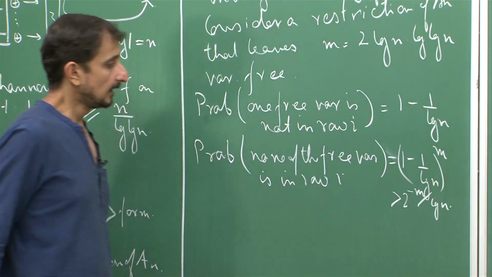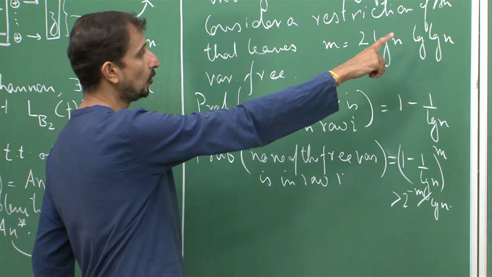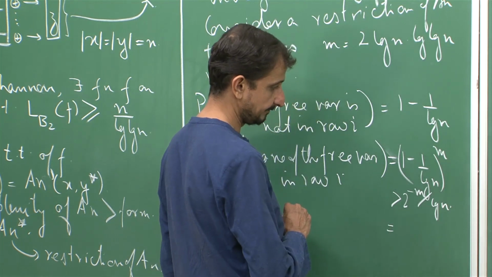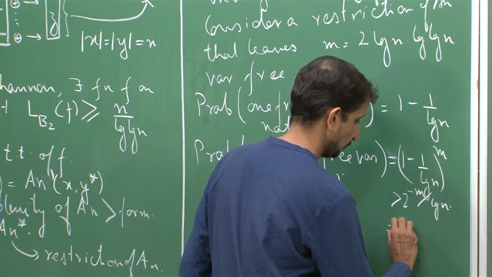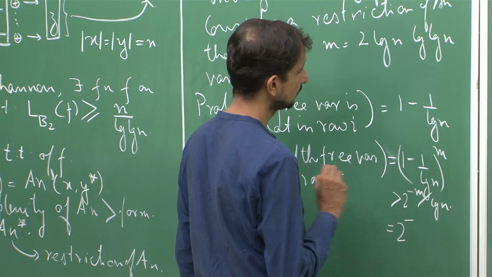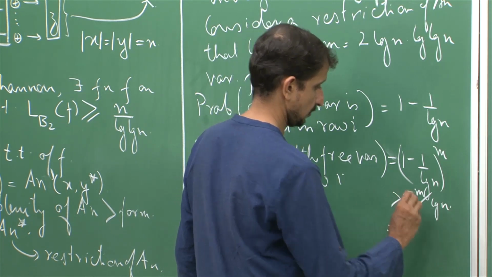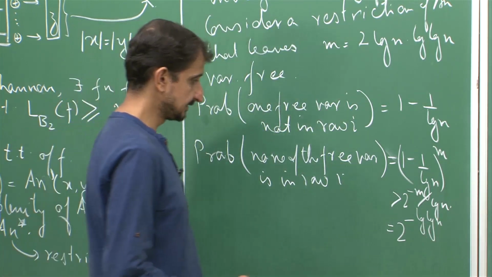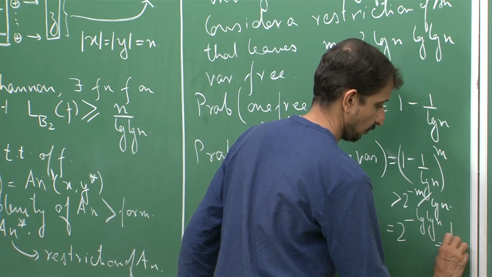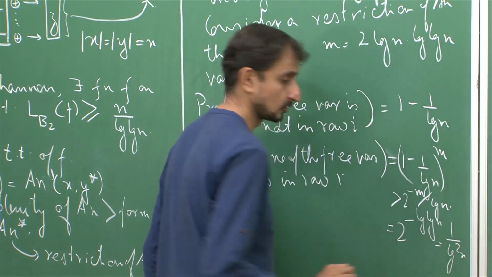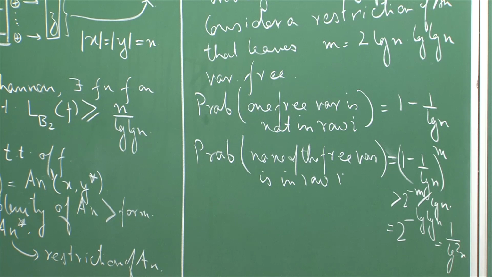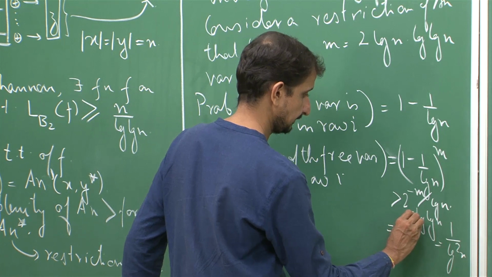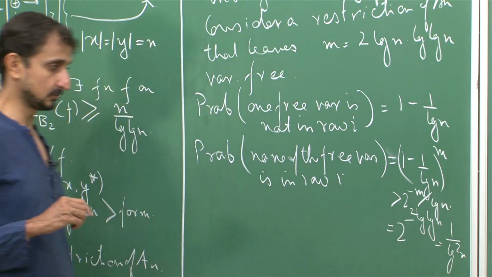Now, what is m? m is 2 log n times log n. So, if I substitute that value, I get 2 to the power minus 2 log n, and 2 to the power minus log n is equal to 1 over log squared n. There is a 2 over here, that is why I get 1 over log squared n.